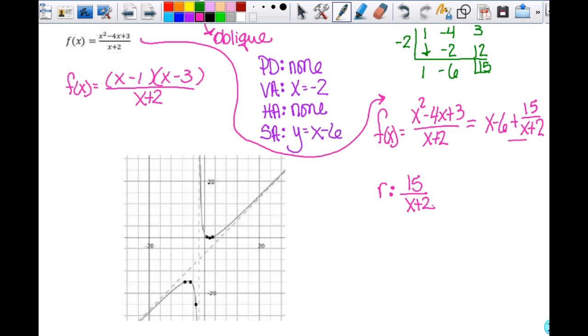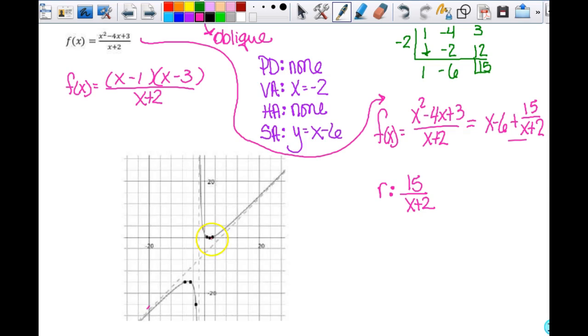I think we all get that, right? So let's look at this graph here. This is a graph of that function. Here's my vertical asymptote. Here's my slant asymptote. And then this is the little function with my zeros and stuff in there that I've graphed. That 15 over x plus 2 does tell us something.